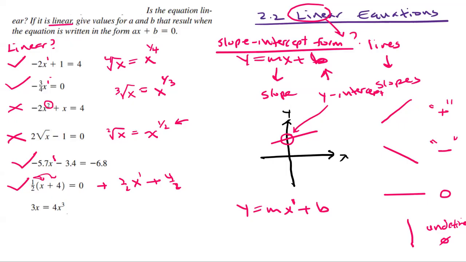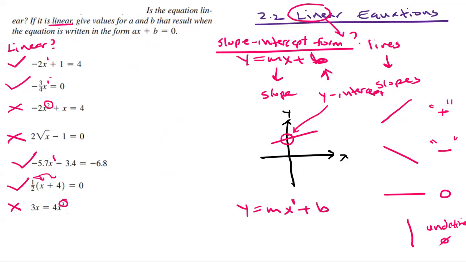Yes or no? Okay, this one's going to be no, right? Why? Because we have a power of 3, so we can't have anything bigger than 1. So that one's not linear. Okay, so now we've understood. Questions?